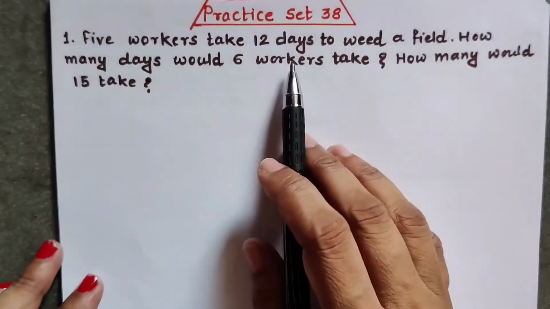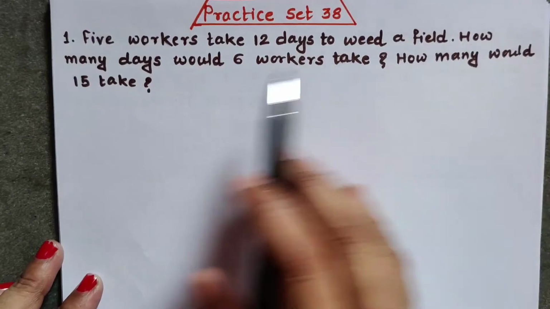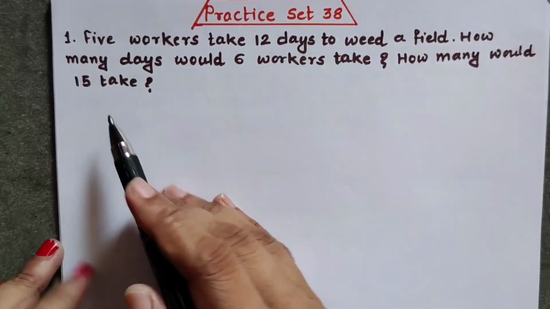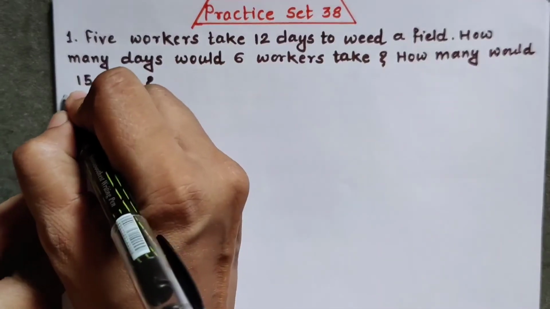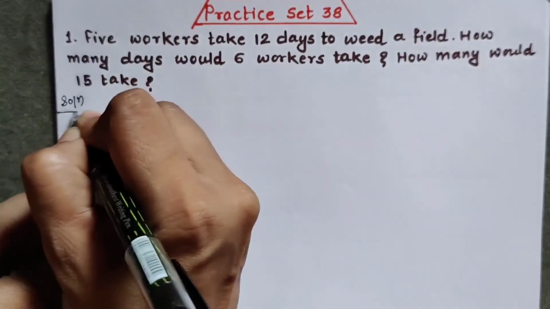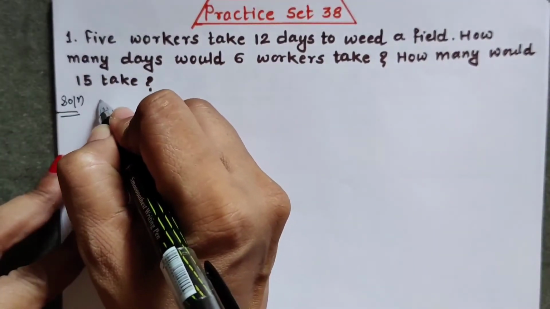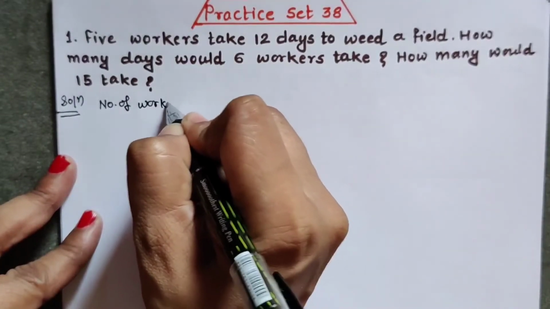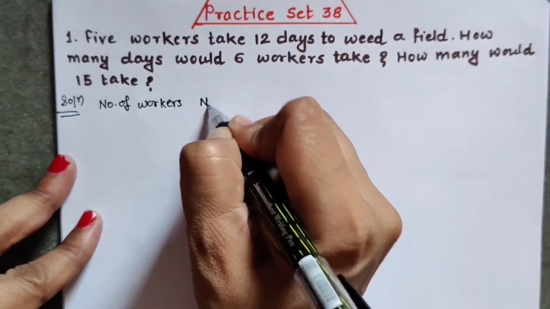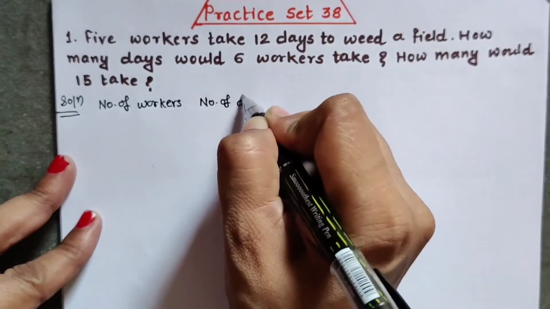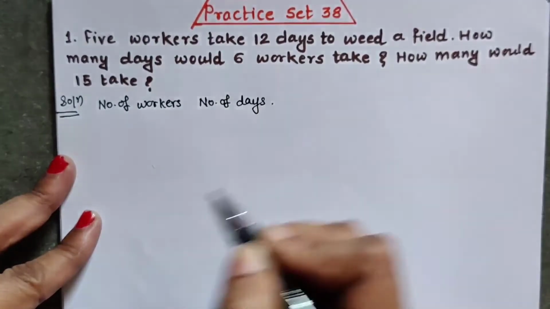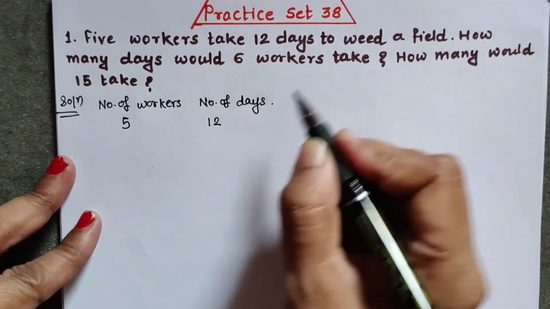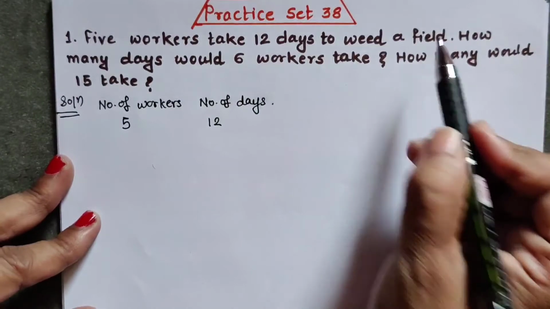5 workers take 12 days to weed a field. How many days would 6 workers take and how many would 15 take? So let us start with the solution. We will make a chart of number of workers and number of days. So when there are 5 workers, they take 12 days to weed the field, to complete their work.